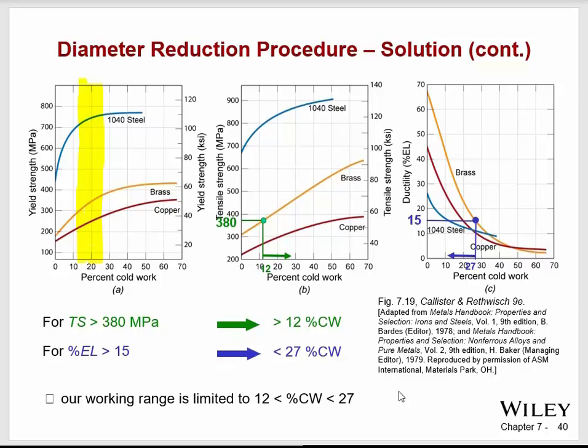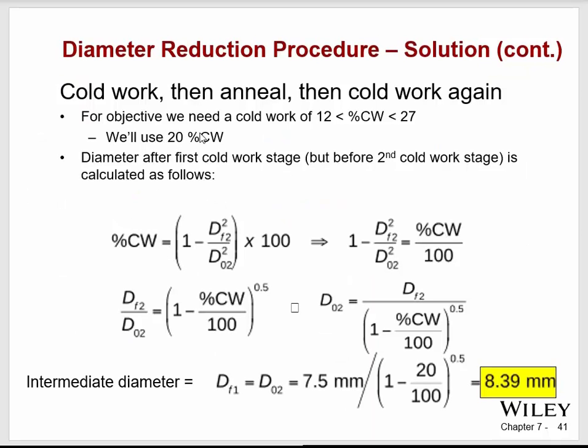So we would say, well, 20% satisfies it. If I land at 20%, then what do I get out of that? 20% on this graph leads to about 400 megapascals. That's pretty successful. That's above 380. And then 20% on this graph leads to probably about 22% ductility, which is above 15. So that will work, right, around 20%. Okay, so if we want to go to 20%, use 20% cold working.